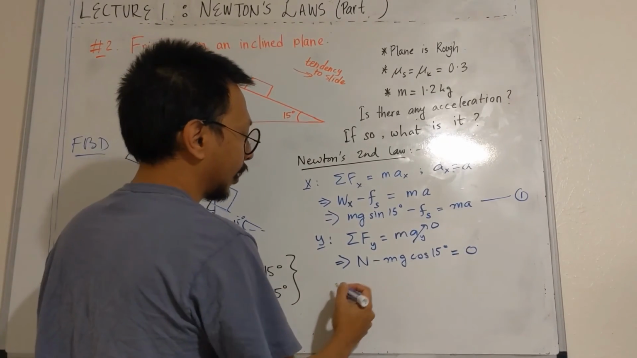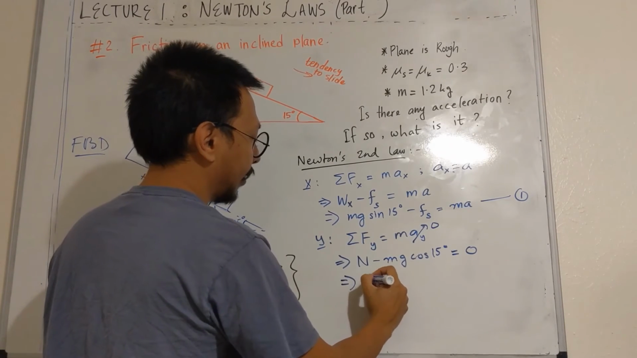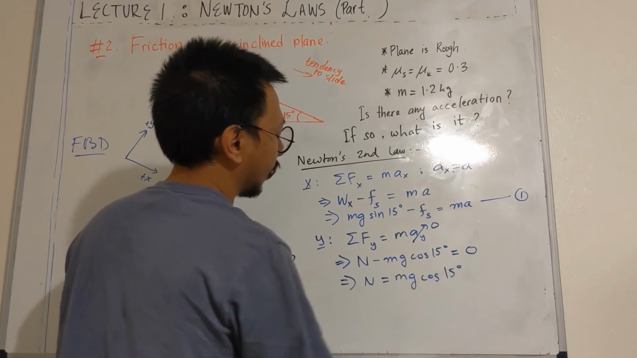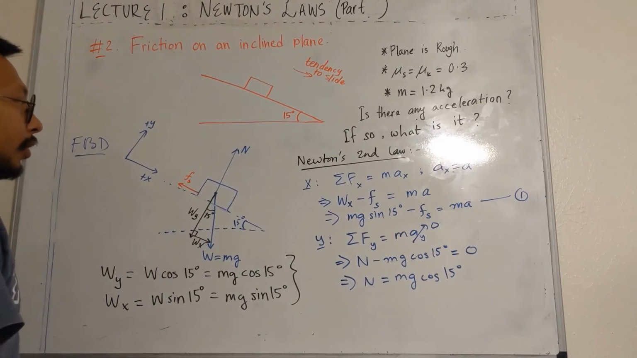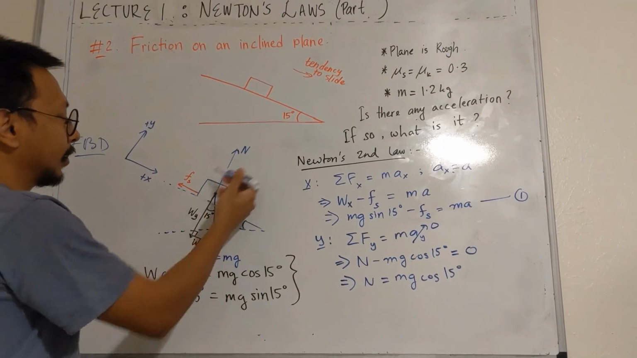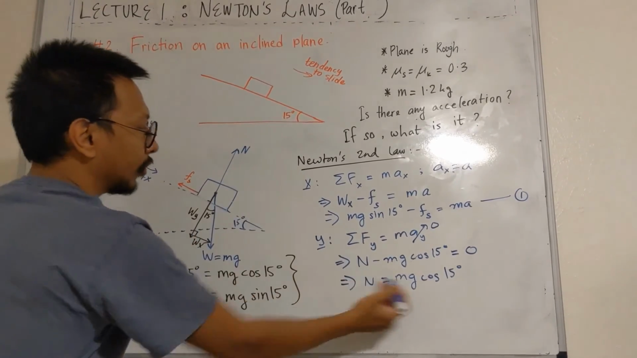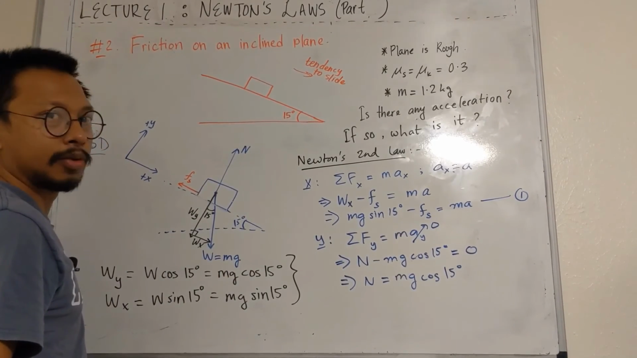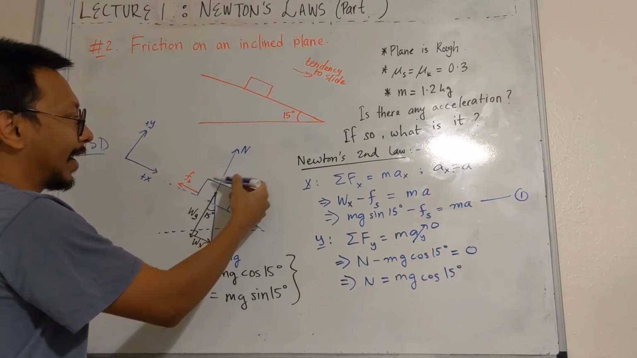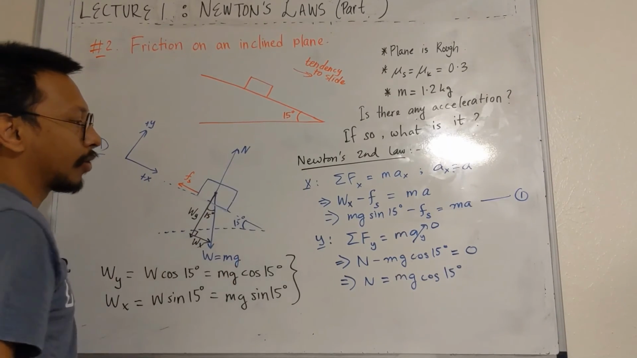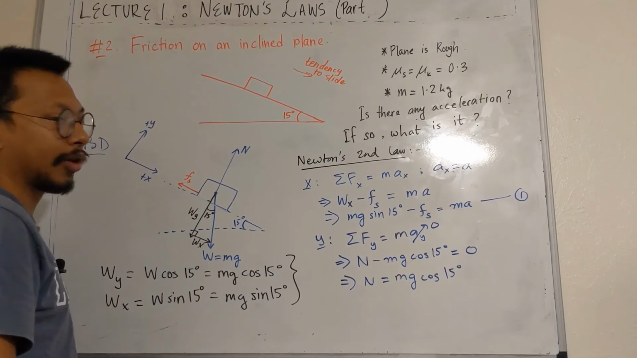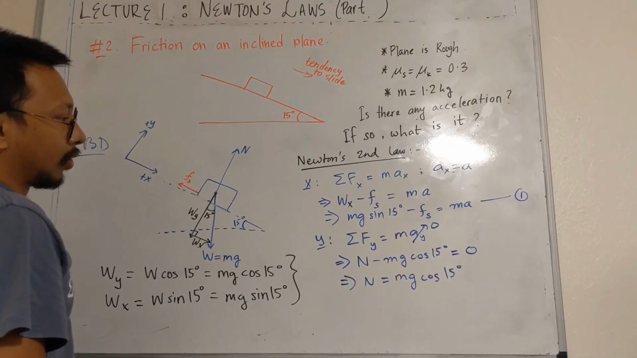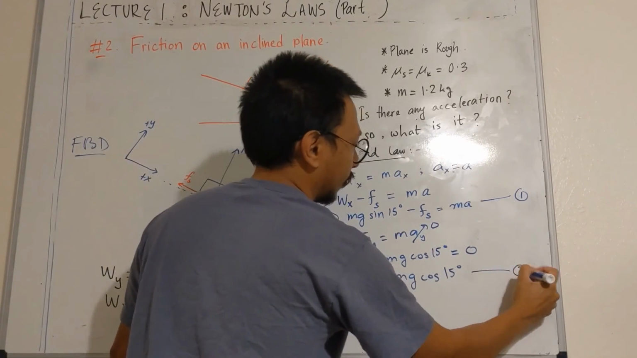Alright, so then n is equal to mg cosine 15. The normal force is equal to the y component of the weight. Since the two y forces are equal to each other, that means there is no motion in the y direction. In other words, there is no resultant force in the y direction to make something accelerate in that direction. That is the concept of Newton's second law. Let's call this equation 2.